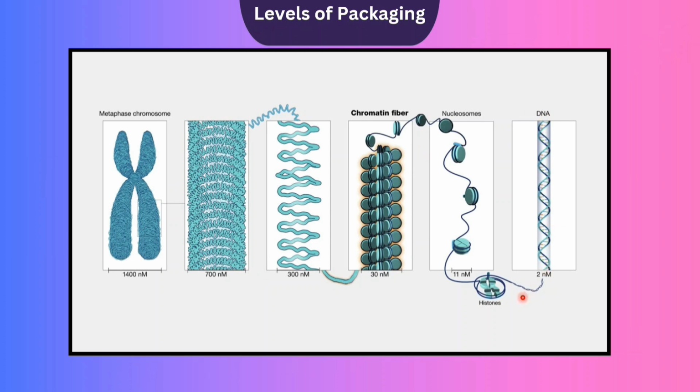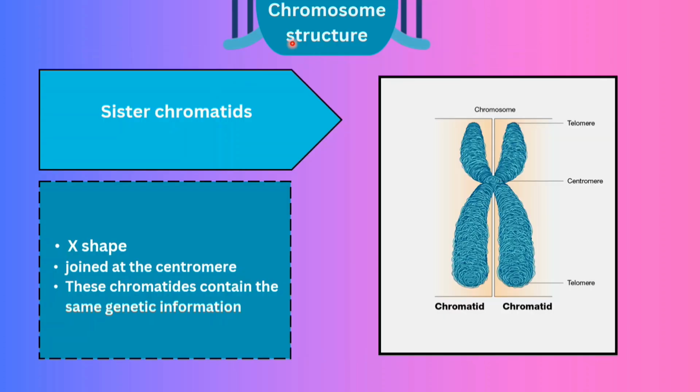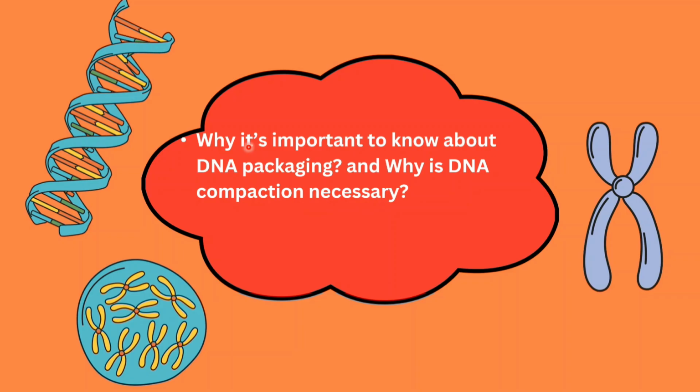Levels of packaging. Once the DNA is wrapped around histones, it coils up even more, forming a thick fiber. This fiber then folds into loops and supercoils, becoming even more compact. The final supercondensed form is what we call a chromosome. Chromosome structure. Chromosomes have a distinct X shape with two identical sister chromatids joined at the centromere. These chromatids contain the same genetic information.